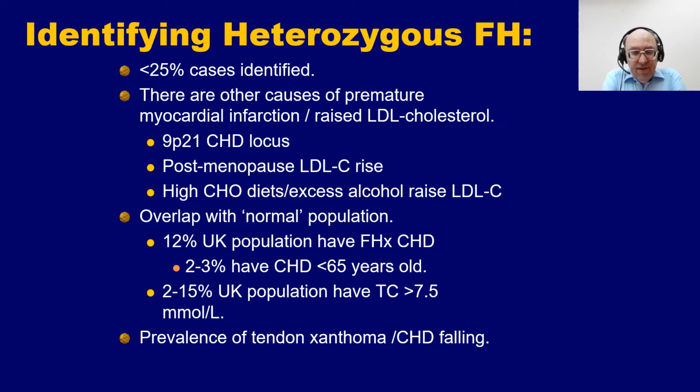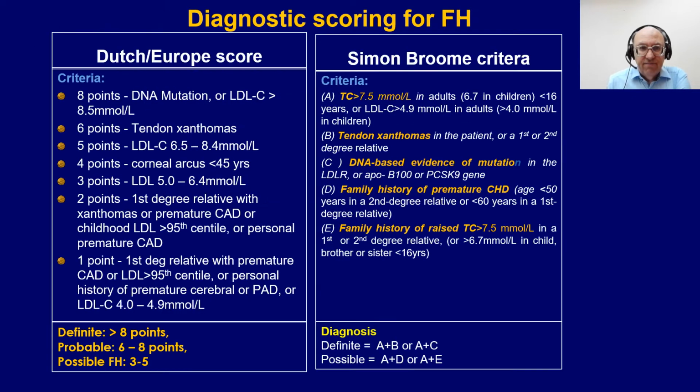We also have the problem that there is substantial overlap with the normal population. In the UK, about 12% of the UK population have a family history of coronary heart disease in a first-degree relative before age 65. And 2 to 3% have that before age 65. About 2 to 15% of the UK population have a total cholesterol over 7.5, with the prevalence being higher in the north and west of the UK than in the south and east, and it's also age dependent. And then lastly, we have the ability to identify various characteristic physical signs.